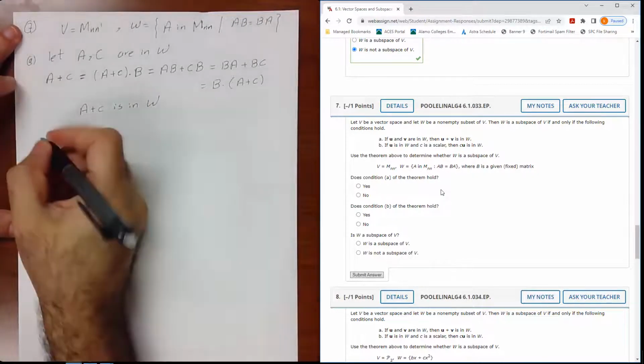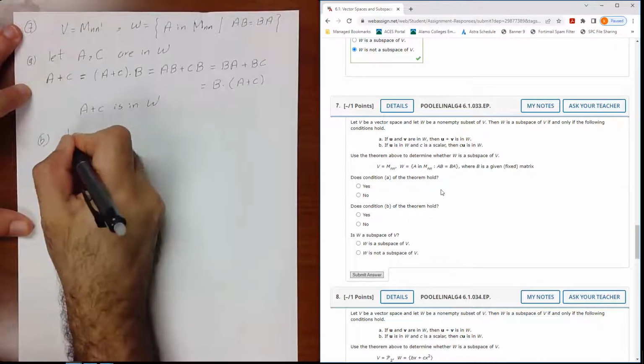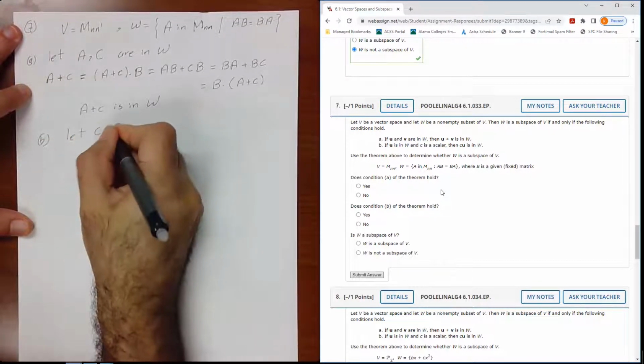The second condition: let C be a scalar.